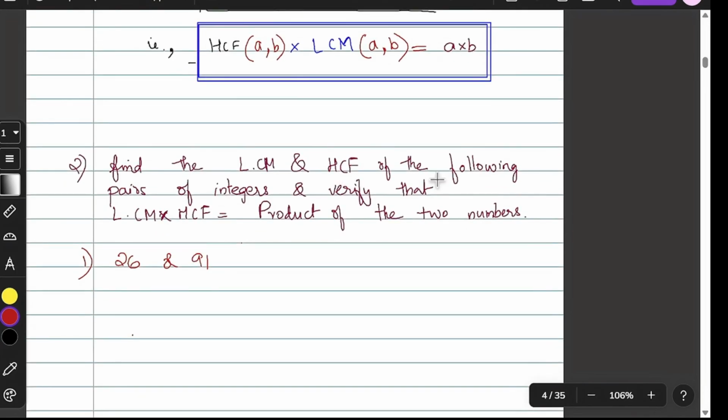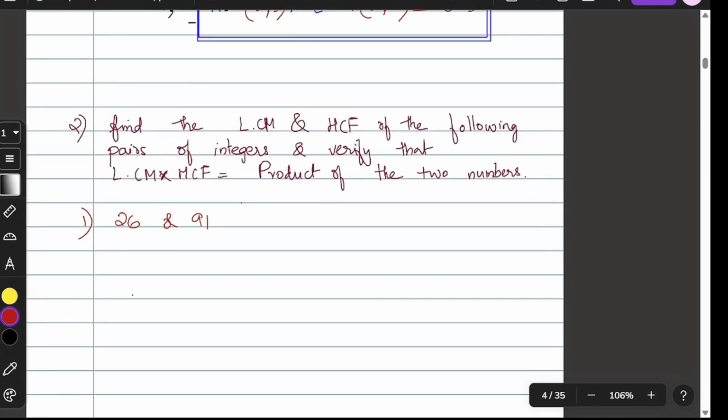Find the LCM and HCF of the following pairs of integers and verify that LCM into HCF is equal to the product of these two numbers. For example, in the case of 26 and 91, first I am going to take the number 26. How can I factorize this 26? Since the ending digit is 6, the least number with which I can divide this 26 is 2, because any number ending in 0, 2, 4, 6, 8 is divisible by 2. So I can divide this number by 2.